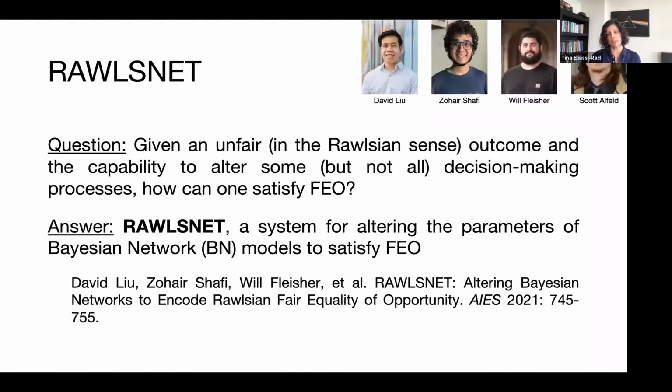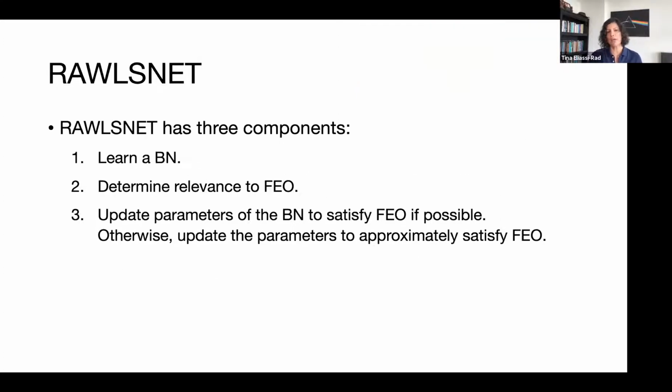And this work was published in AIES, that's AI Ethics and Society, which is a conference that's run by or sponsored by IEAI and ACM. The work is joint with David Liu and Zohair Shafi, who are PhD students in my lab, Will Fleischer, who's on the call and is a postdoc in the IEAI program, and Scott Alfeld, who's an assistant professor at Amherst College.